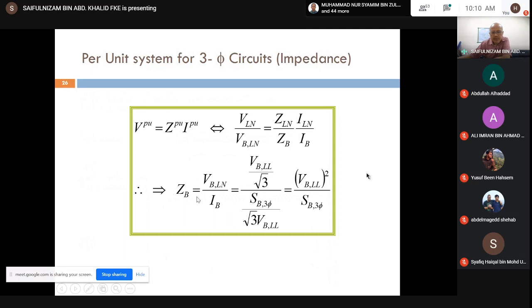We have also already determined that the impedance base equals the square of the voltage base divided by the base power, S base, right? So make sure that for a 3 phase quantity, the V base should be line to line, and this is for 3 phase.